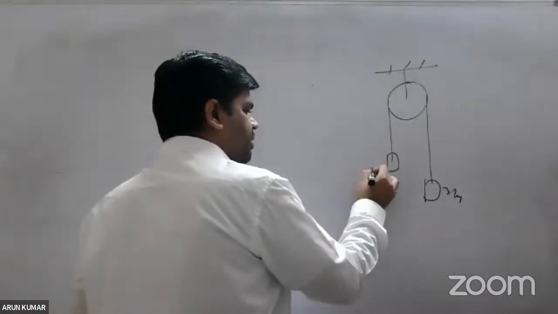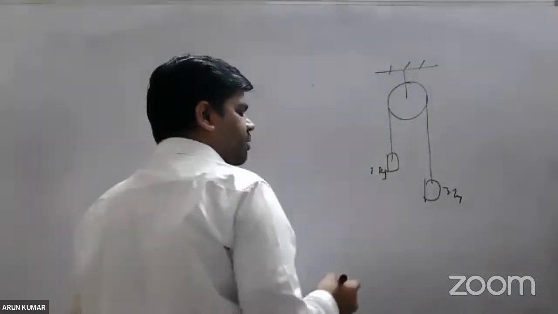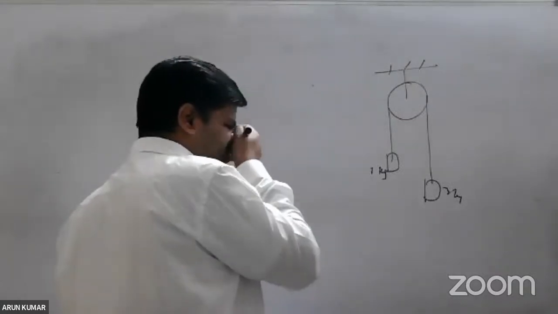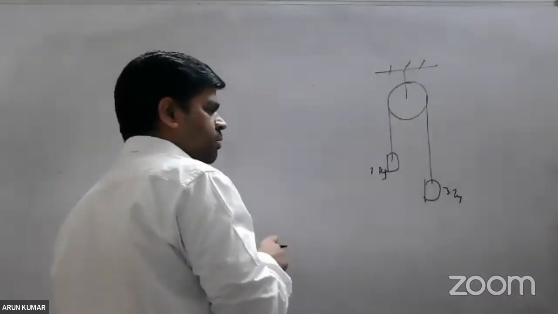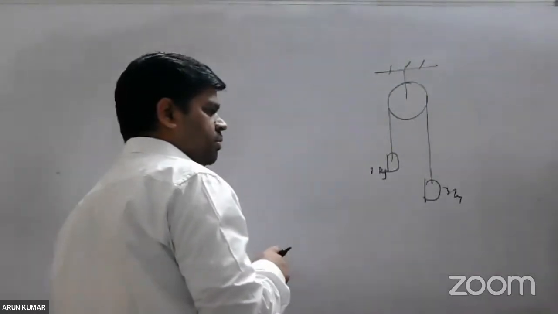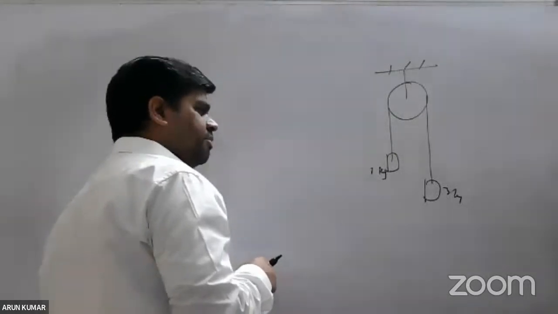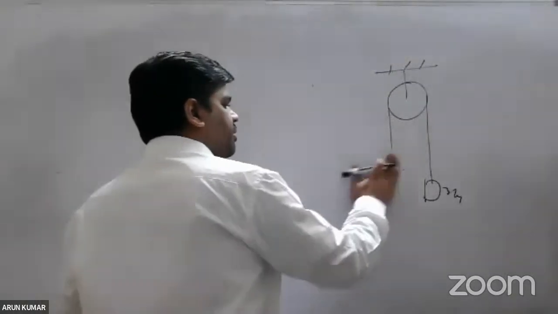Now let's say this is 1 kg. What is the acceleration of the blocks now? 2g by 4, g by 2. Right, g by 2.